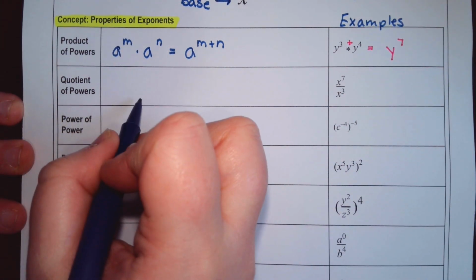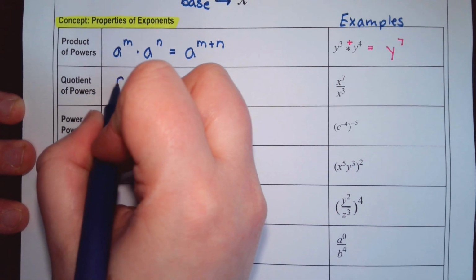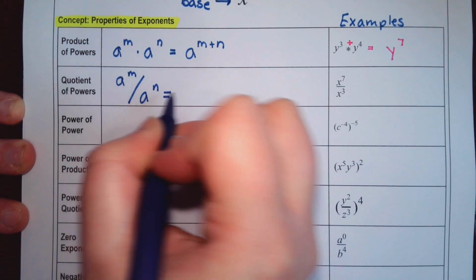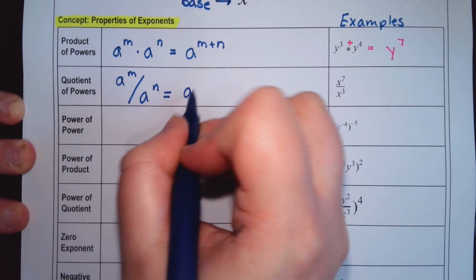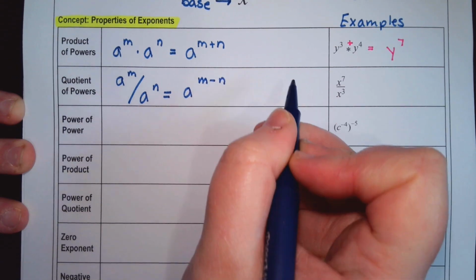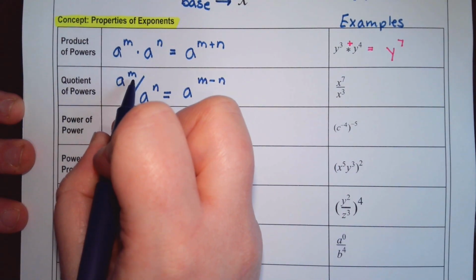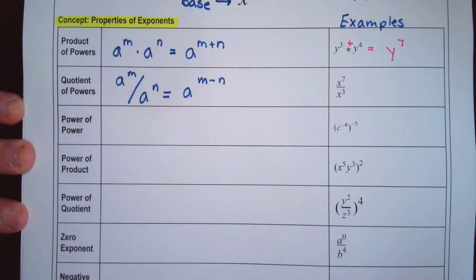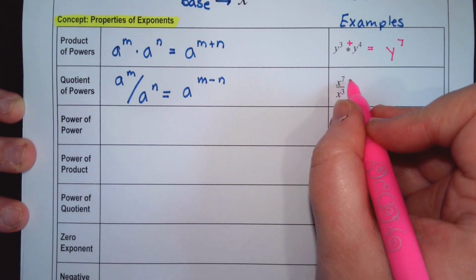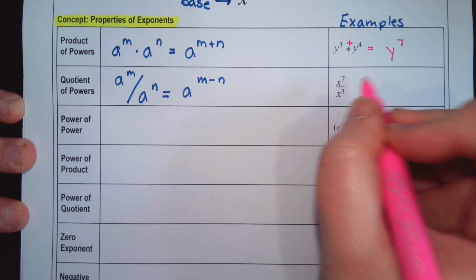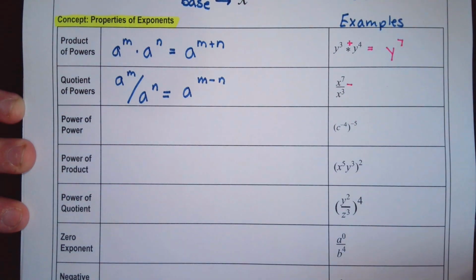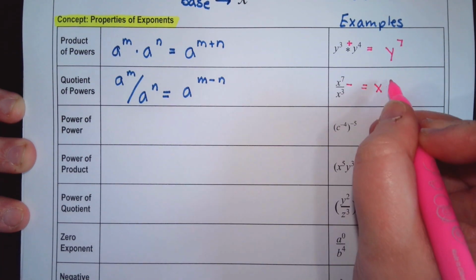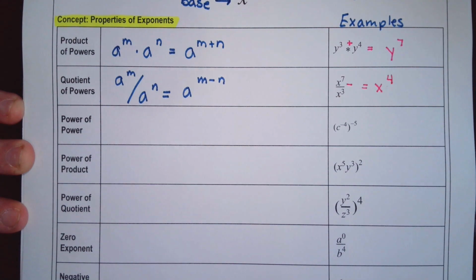All right, quotient of powers, very similar. A to the m divided by a to the n. So if we are dividing the same bases, we subtract. And the big thing is it's top minus the bottom. So here, x to the 7th divided by x to the 3rd, we subtract the exponents. So we get x, 7 minus 3 is 4.